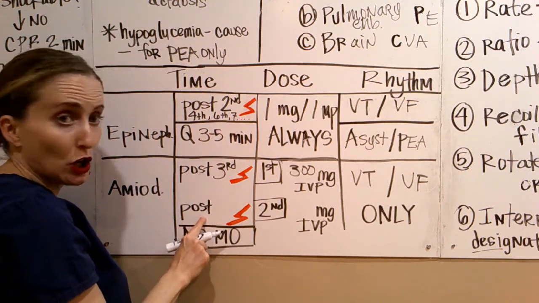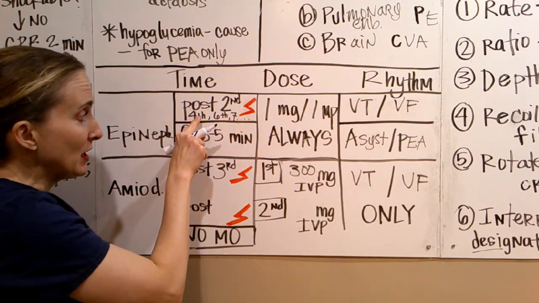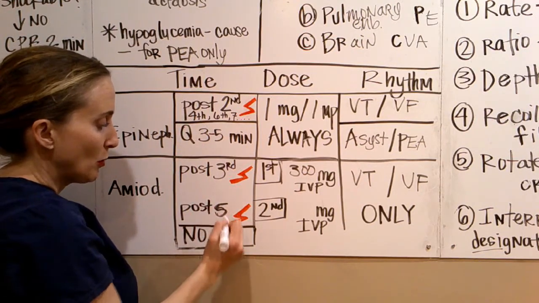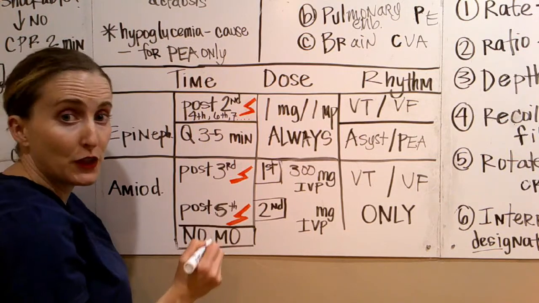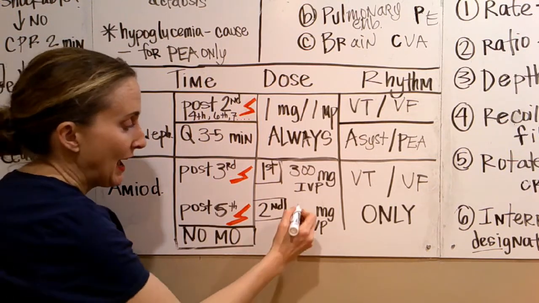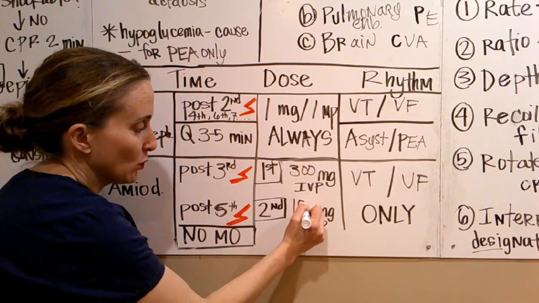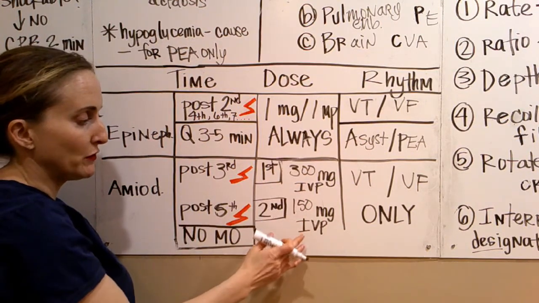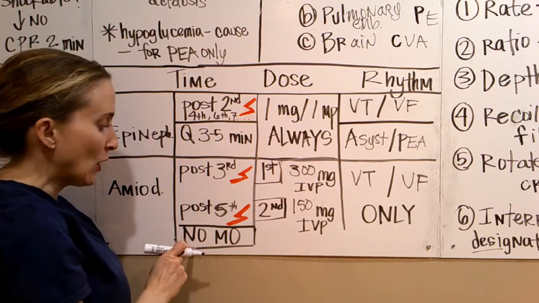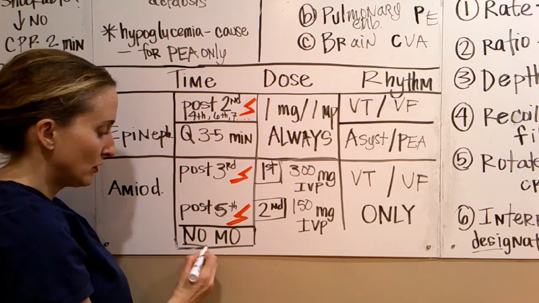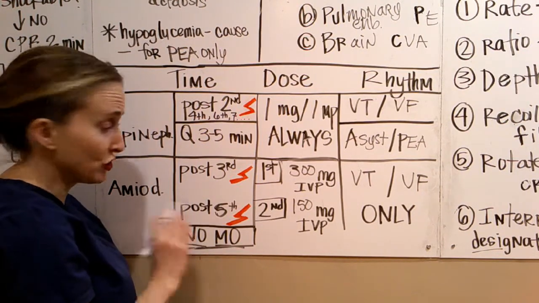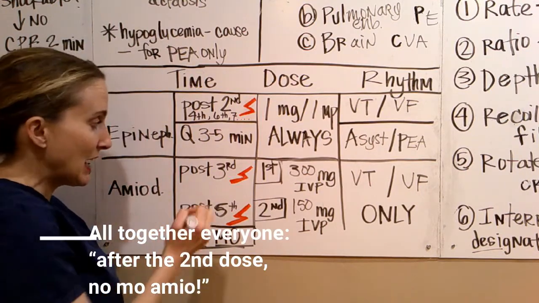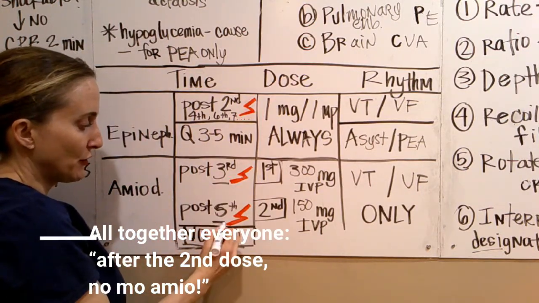Now, because epi is post fourth shock, we give the second dose post fifth shock, all right? And the second dose is 150. So the first dose is 300, second time you half the dose to 150, an IV push. Now, after you give that second dose, there's no more amio, okay? It's all gone. So we only give it twice, after the third shock, after the fifth shock.